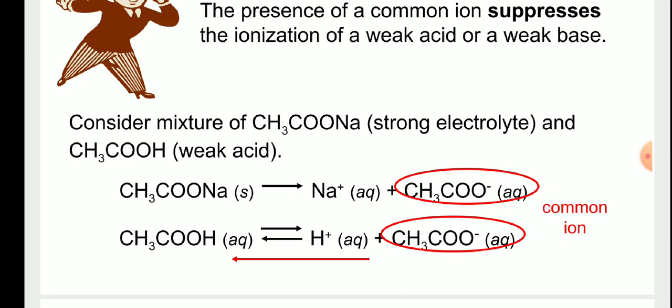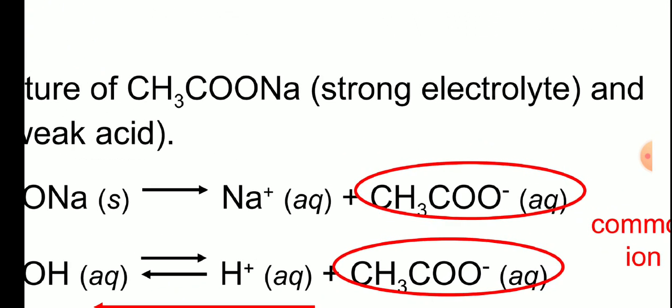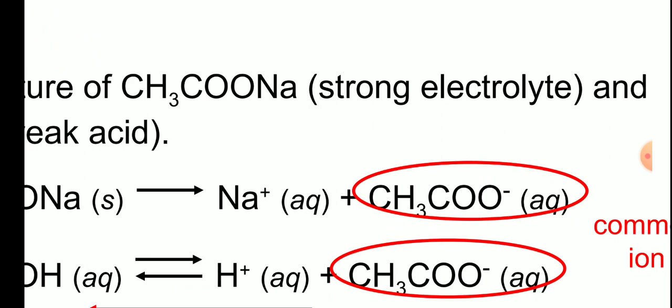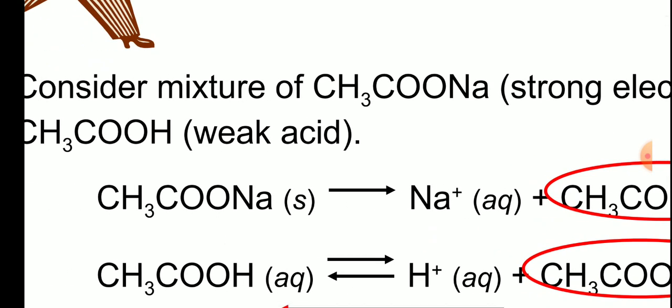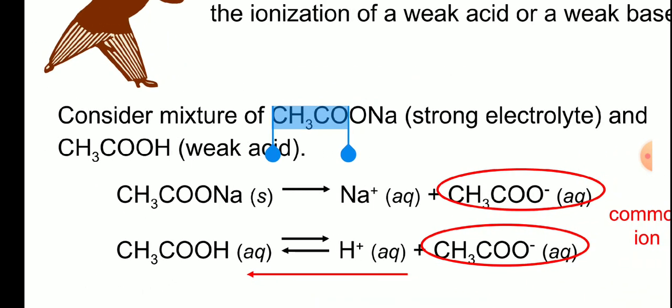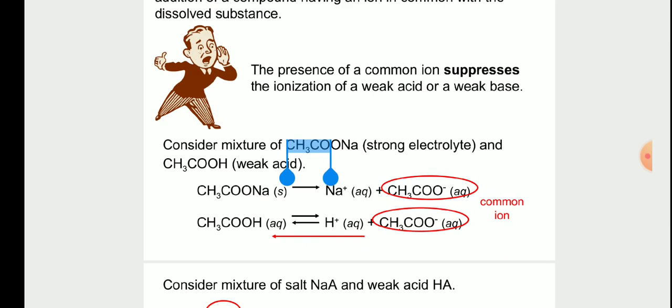When acetic acid dissociates, it produces one H+ and one acetate ion. As there is already a number of acetate ions present in the solution from the dissociation of sodium acetate, the dissociation of the acetic acid will decrease, and by the amount of sodium acetate added we can control the dissociation of the acetic acid. So this is called the common ion effect.